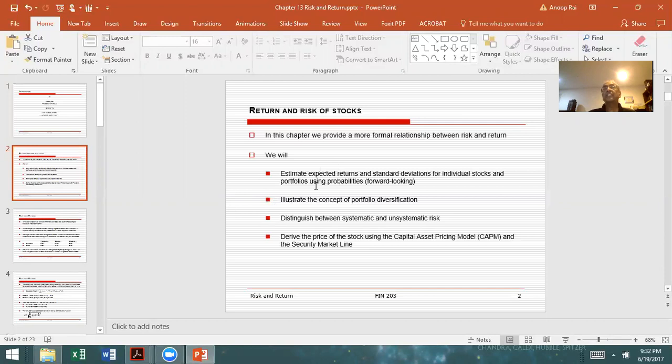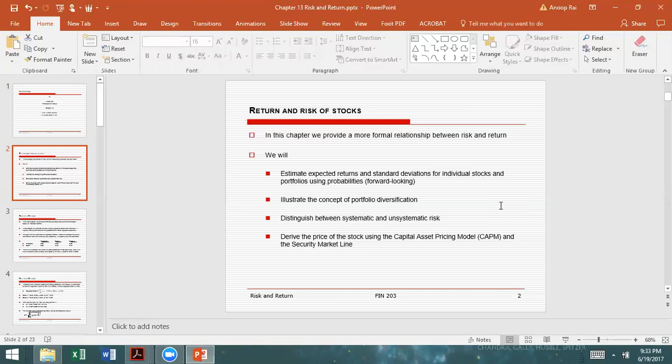So we start first with learning to estimate the expected return on individual stocks and portfolios using probabilities. So this is more forward-looking as opposed to what you learned in the previous chapter. Then we need to bring in the concept of portfolio diversification, because we'll show you that individual risk is different when you are considering them as held in a portfolio.